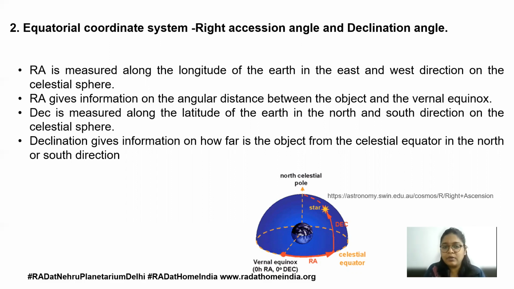I'm sure throughout the camp, Anand must have been telling you what RA-Dec is, to enter RA-Dec, or Avi, if he was there in some of the sessions, must have been saying enter RA-Dec, RA-Dec. So this is RA-Dec. RA-Dec is mentioned along the longitude and latitude. As you can see in the figure, RA gives the angular distance between the object and the vernal equinox, whereas the declination tells you how far the object is from the celestial equator in the north-south direction. So this is what RA-Dec is.